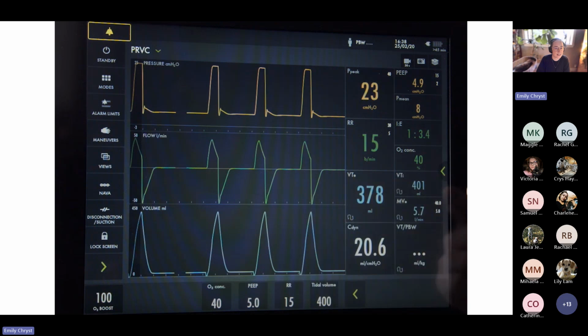And then we get the loops and scalers. These are fun, but we're not going to be talking about them. They give us insight into pulmonary dynamics and the type of breath that a patient is receiving. And then we have our menu here. A couple important things on that menu that we're going to talk about in the subsequent slides here.